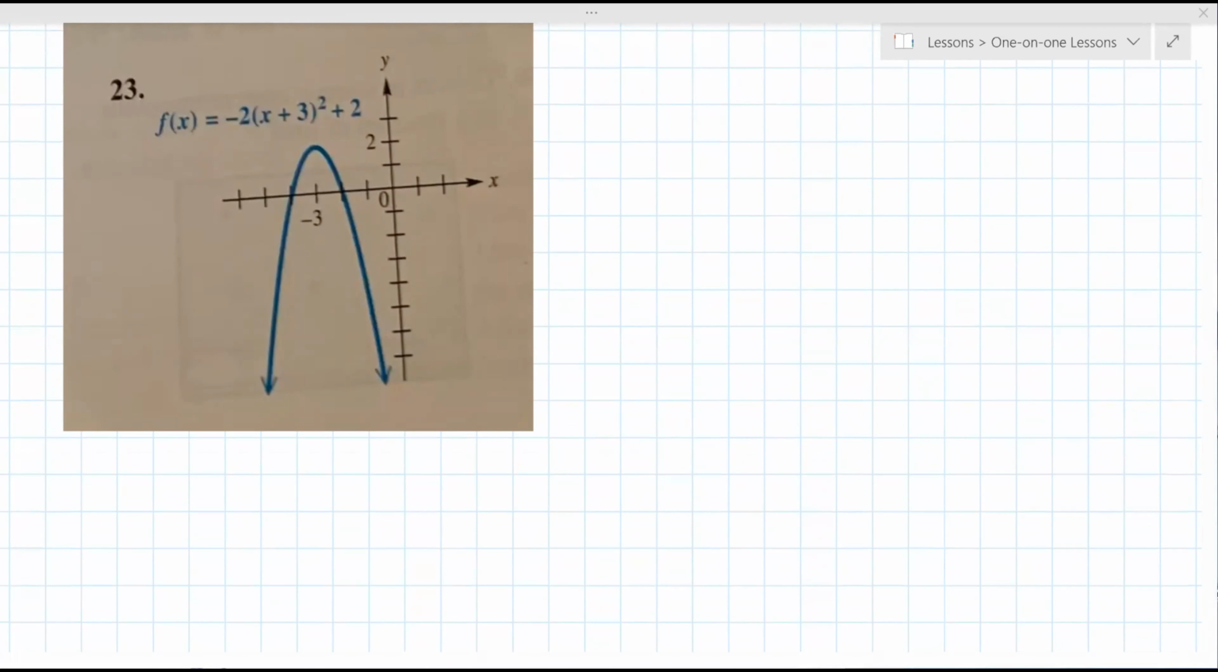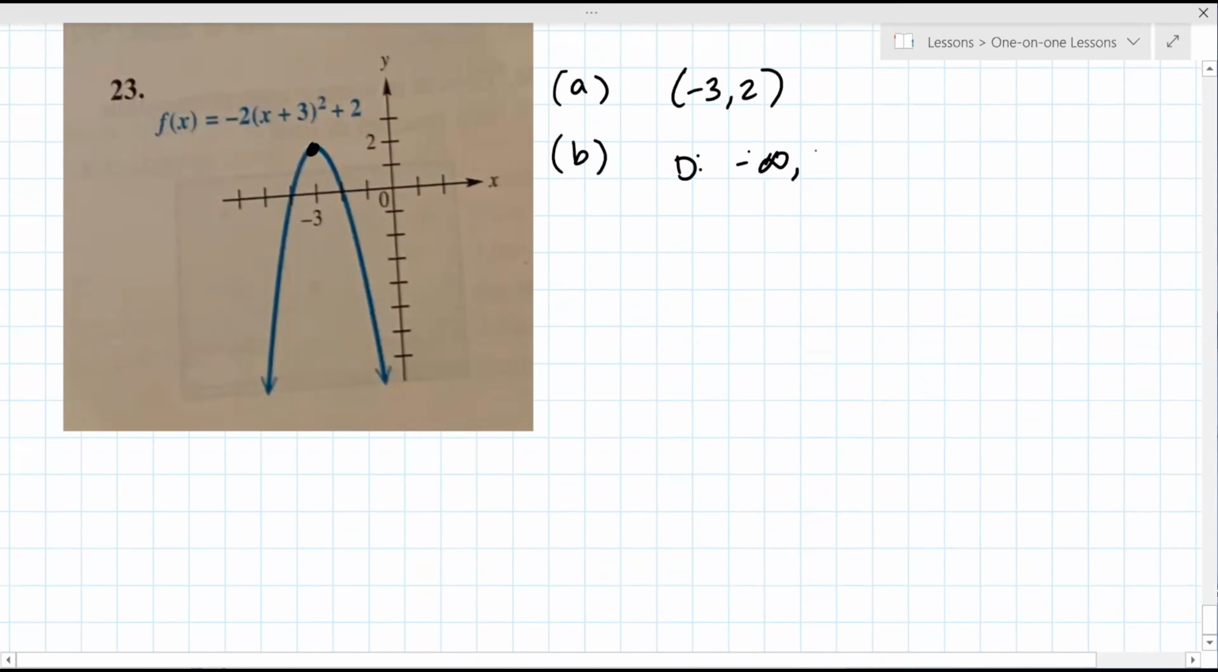So let's get the vertex. And it's right there. What are the coordinates of the vertex? The coordinates of the vertex should be -3 and 2. Perfect. Domain should be all real numbers. Okay. Range should be, parentheses or no?